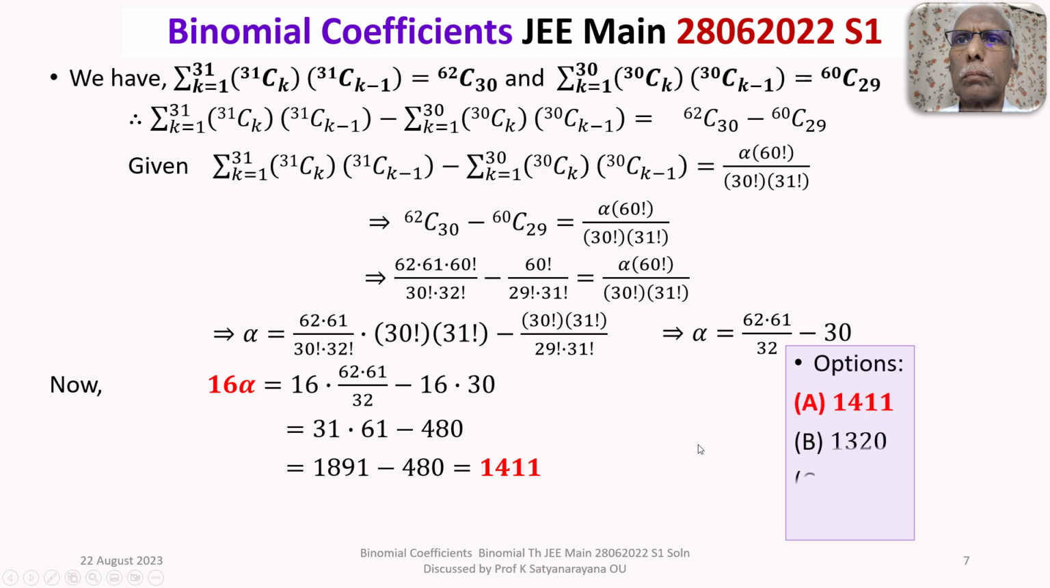Now look at our options. Our answer 16 alpha is equal to 1411, which appears against option A. Therefore, the answer for this question is option A.